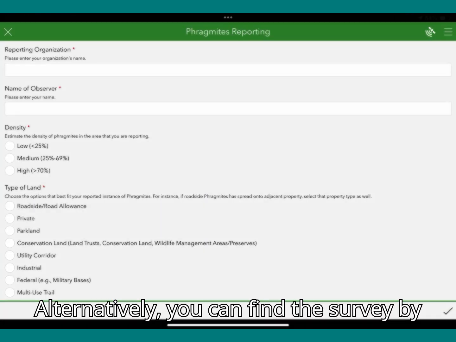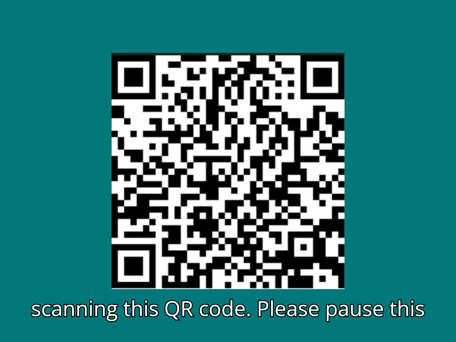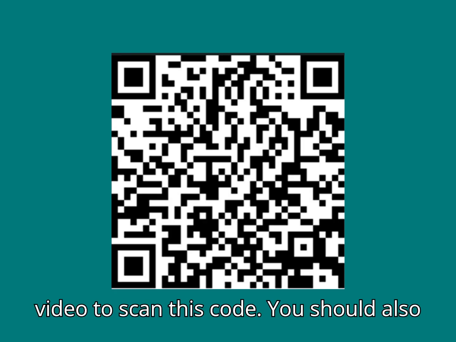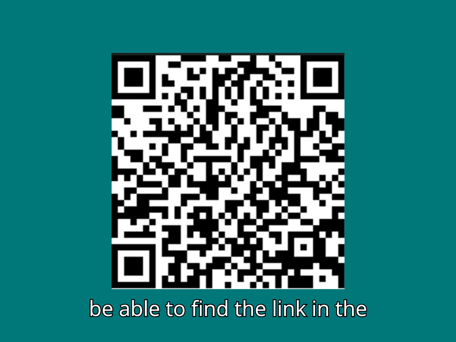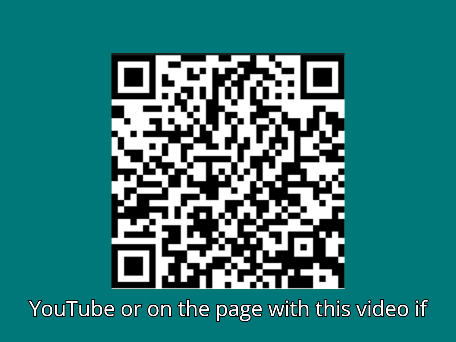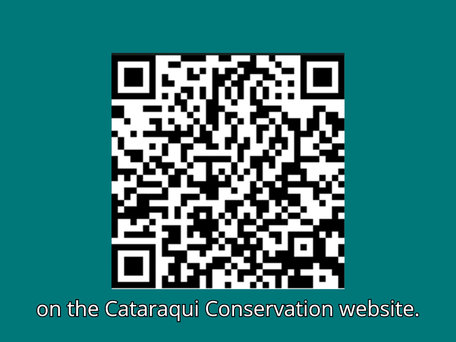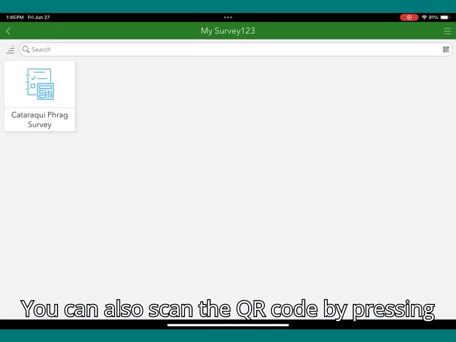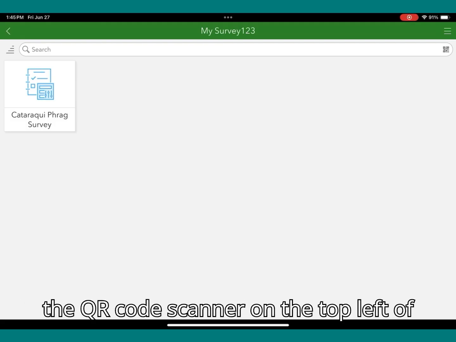Alternatively, you can find the survey by scanning this QR code. Please pause this video to scan this code. You should also be able to find the link in the description below this video if on YouTube, or on the page with this video if on the Cataraqui Conservation website. You can also scan the QR code by pressing the QR code scanner on the top left of the app.